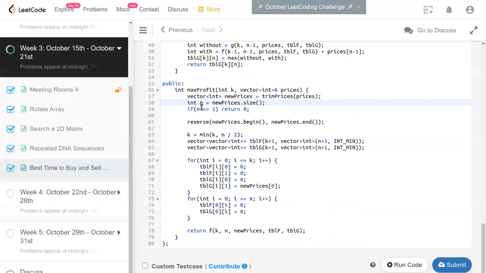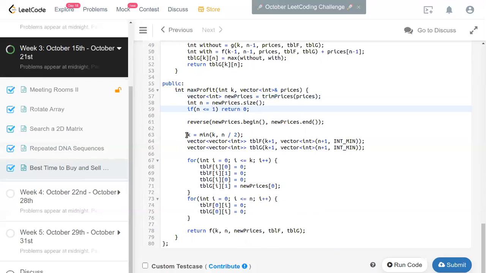So what I'm going to do here, as I told you earlier, is reverse it because I'm solving for the reversed version of the prices. And if the number of elements is just 1 or 0, obviously we don't have to solve that. We cannot even buy and sell because we cannot even make a single transaction. So that's why I'm returning here. Actually, when we trim here, we are going to have an even number of prices in the new prices. So one is not a chance, but I just wrote it, right?